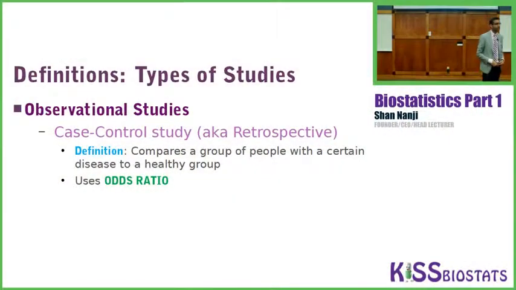Next is the case control study. This is what we call retrospective, and I'll show you a timeline in a second. Case control study is also known as retrospective. This compares a group of people with a certain disease to a healthy group. For example, you'll compare people with liver cirrhosis to people without liver cirrhosis to see if people with liver cirrhosis drank alcohol before they got cirrhosis. Follow? All right, so that's case control, and this uses odds ratio.